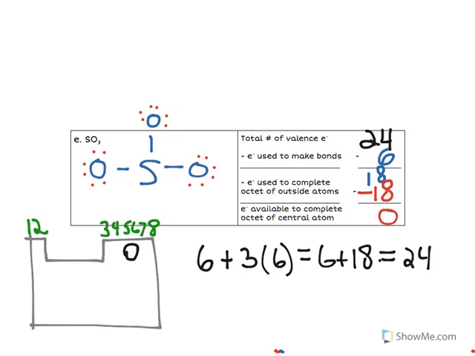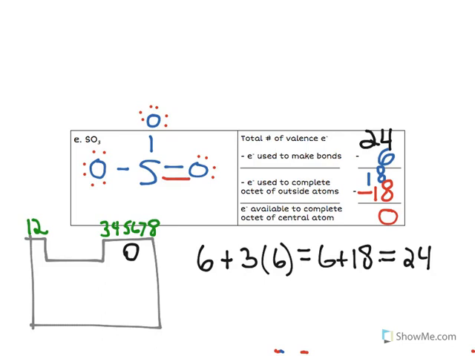And I still need to complete the octet of the central atom, sulfur, because sulfur only has 3 bonds, and I need sulfur to have either 4 bonds or 8 electrons. So what I do here is I make a double bond, and I can choose any of those oxygens to make the double bond with. When I make a double bond, I reassign electrons. So I'm going to erase those 2 electrons down there, and instead of them being a lone pair on oxygen, now I can put them in as a double bond on sulfur.